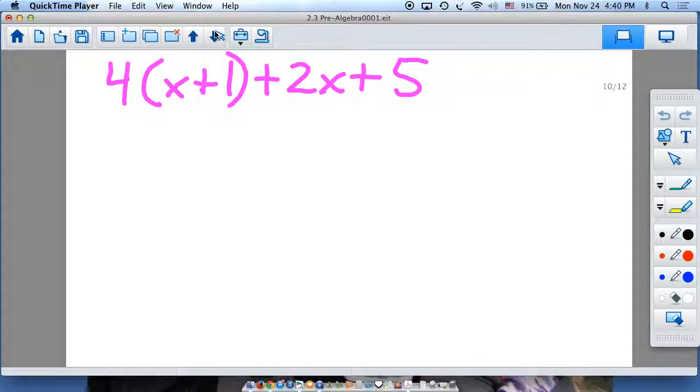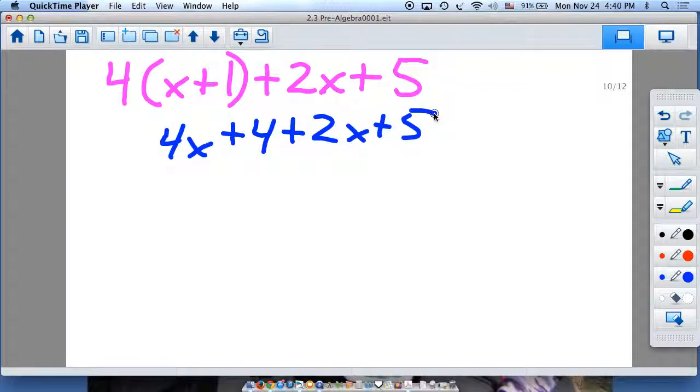That's when I distribute, I go 4 times x, which would be 4x. 4 times 1, which would be a positive 4. Bring down the 2x plus 5. Showing all my work. Now I combine my like terms. 4x plus 2x is 6x. 4 plus 5 is a positive 9. So you should have gotten an answer of 6x plus 9.